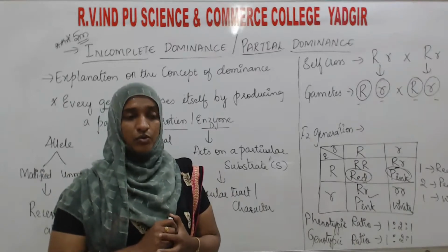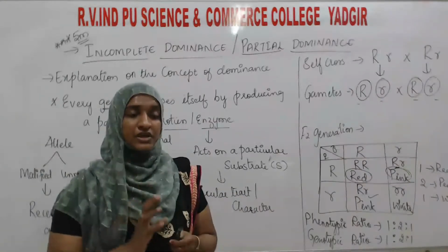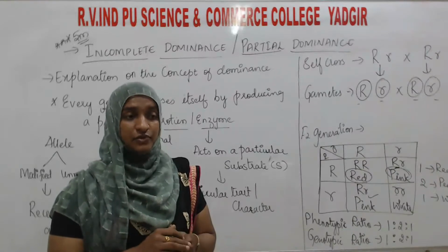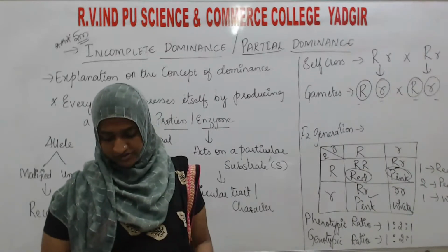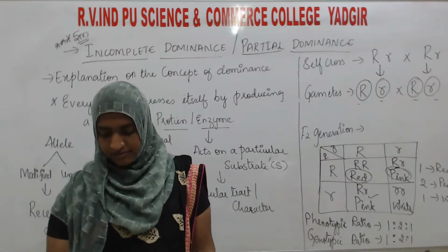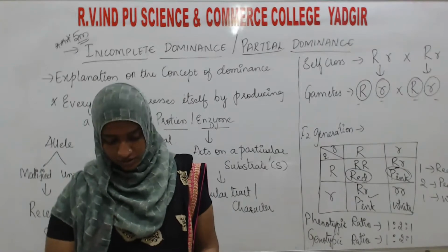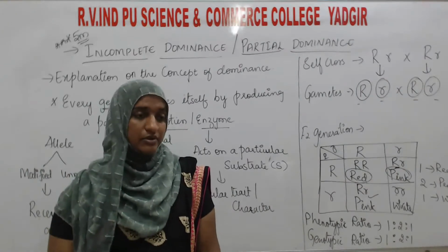Okay, so this is about the incomplete dominance. In the next class, we will continue with the codominance, taking the ABO blood group in humans as an example. Okay, thank you.